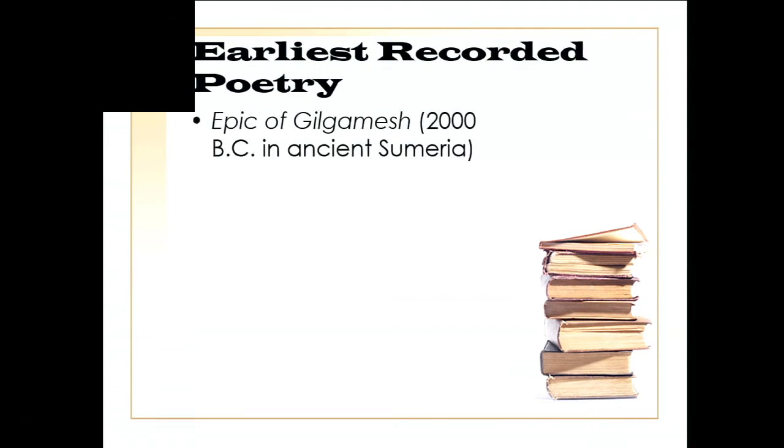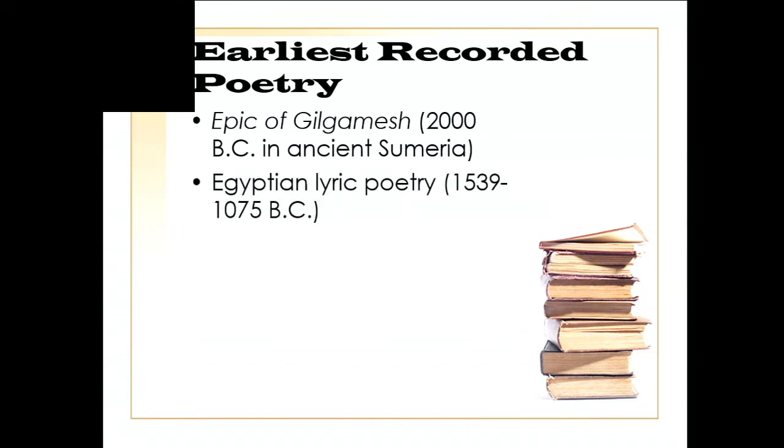It's an epic, book-length poem written around 2000 BC in ancient Sumeria, which would be in present-day Iraq. After that, we also have some Egyptian lyric poetry that's almost as old. It dates from around 1539 to 1075 BC. It concerns love, death, humans' relationship with the gods, prayers for good weather, and beer, which the Egyptians invented. So some of the same things that poets still write about today.